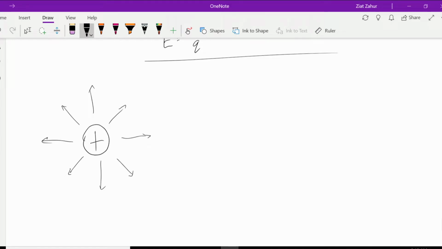Okay. So this is an individual charge. There's nothing around it, and it's in space, it's empty, etc. And we know that if we had a negative charge, all the arrows would point inwards. And they point inwards, remember, because this is the direction my positive test charge will take if it was at that spot in space.